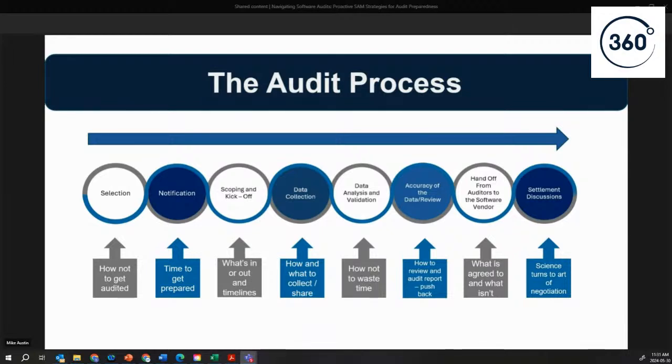Once the data collection is done, it typically goes over to the auditors to do data analysis. So they'll create these license positions. You'll hear the term ELP, effective license position, or estimated license position. The E gets exchanged there. But that's kind of what you have deployed, how many you own, and any overages and underages. And a big thing here is how not to waste time, right? Because if you send them bad data, you're going to waste time. So we'll talk about that.